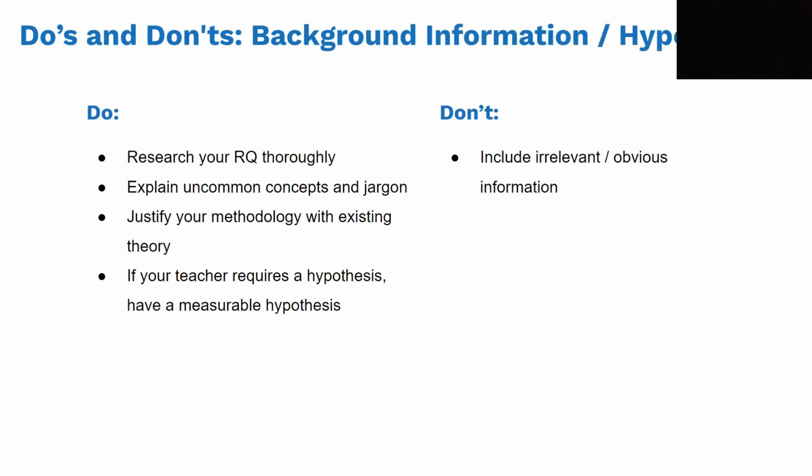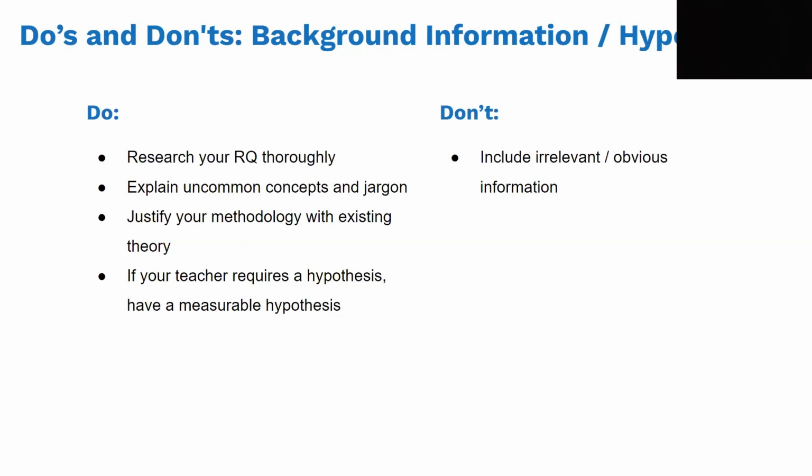Background information and hypothesis. Do research your RQ thoroughly. You should explain uncommon concepts and jargon and justify your methodology with existing theory. When I say justify your methodology with existing theory, you should list out the different possible methodologies that you could have used to investigate the relationship between the two variables. You should justify why you chose your methodology over the others using the existing scientific theory.